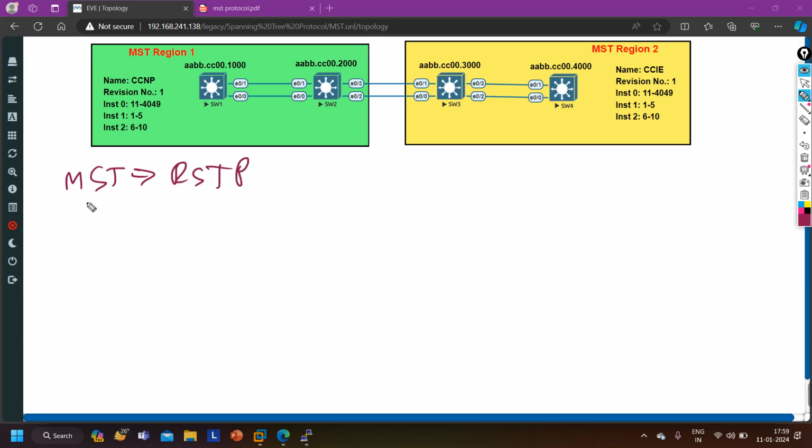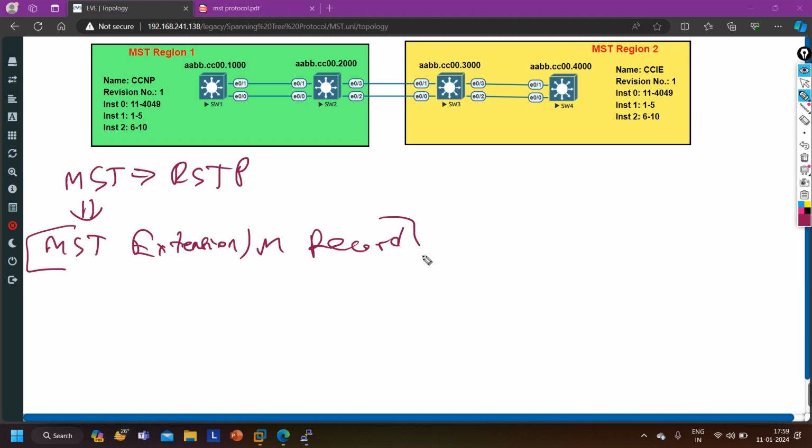But there is one extra piece of information, one extra field in the BPDU of MST. What is that? The MST extension, as we discussed in the last class, or you can say the M record. This is the extra field in the BPDU of MST as compared to RSTP. Otherwise, the rest of the information is the same, right?